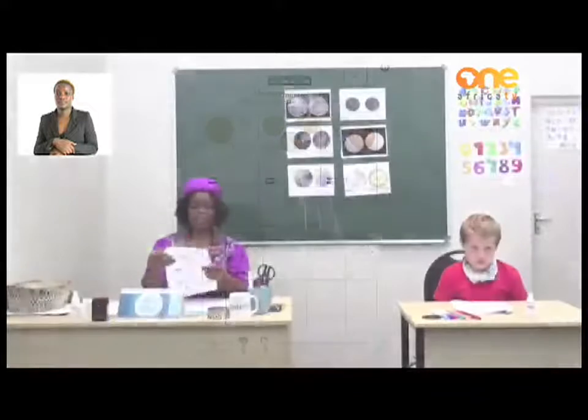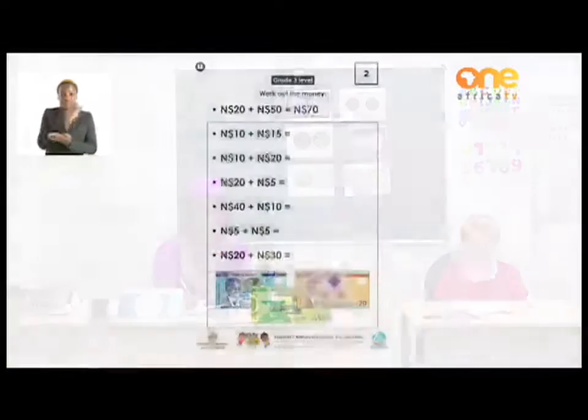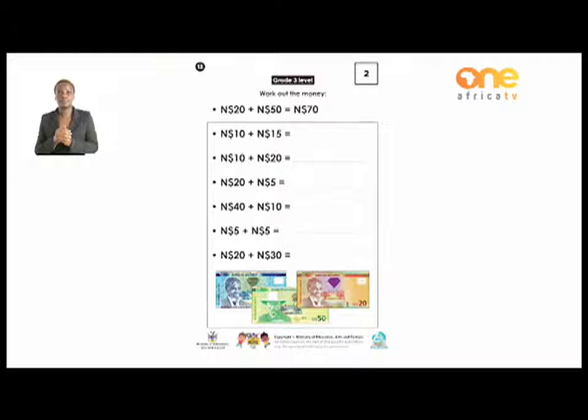Okay, let's turn to page 12. Now this is grade 3 level. Now here we have to work out the money. First of all, in the previous lesson, we were adding only the coins. But since it's a grade 3 level, we are going to be adding notes. The ones that make noise, okay?